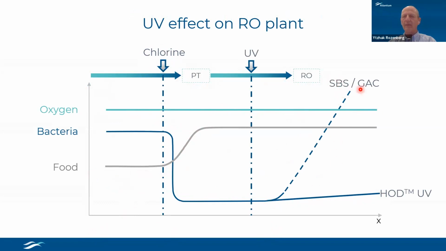Comparing it to the SBS and the GAC, we dramatically decrease the microbial buildup on downstream equipment, such as the RO and any other equipment in the line. What does it mean? In the case of RO, less CIP, less pressure, more time, more water production, and so on and so forth. So we have a great fit for using the UV for dechlorination.